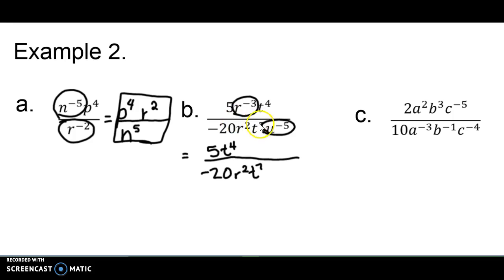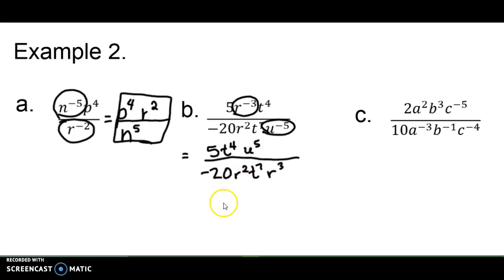Now I'm going to look at my circled exponents. R to the negative 3, in order for it to be positive, I need to move it to the denominator. So I'll have r to the positive 3. Be sure you change the sign on your exponent when you switch which side of the fraction it's on. I had a u to the negative 5th in the denominator. I'm going to go ahead and move that to the numerator, and it's also going to become a positive exponent.